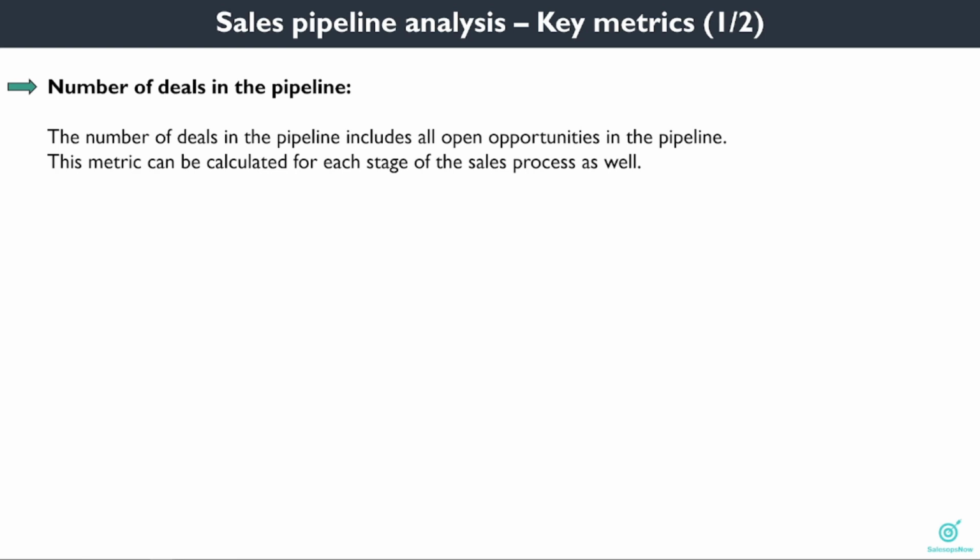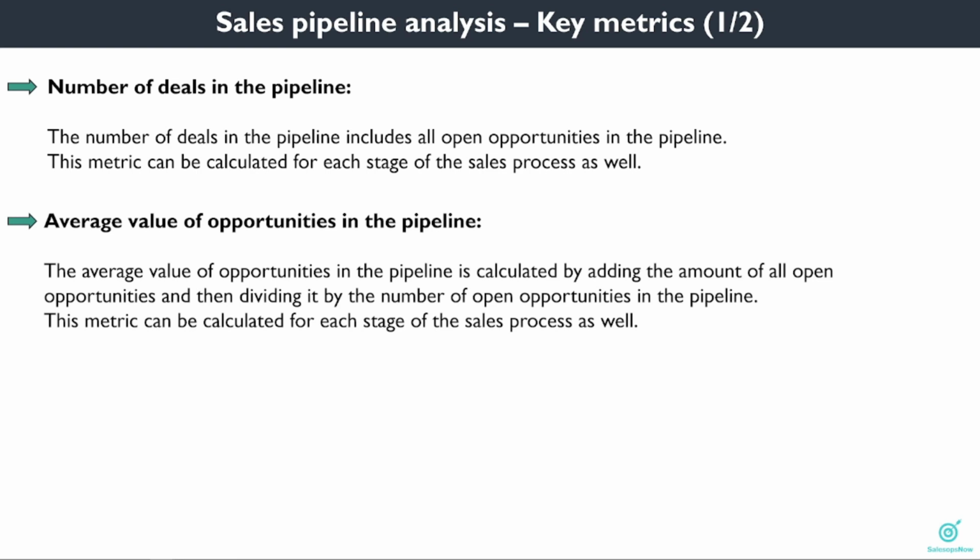In addition to the sales performance metrics discussed at the beginning of the module, there are other more specific metrics that can be used to analyze the sales pipeline. Number of deals in the pipeline. The number of deals in the pipeline includes all open opportunities in the pipeline. This metric can be calculated for each stage of the sales process as well.